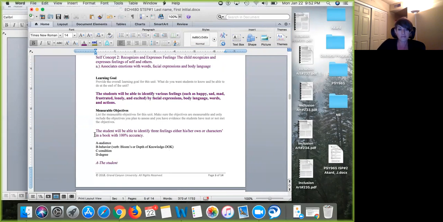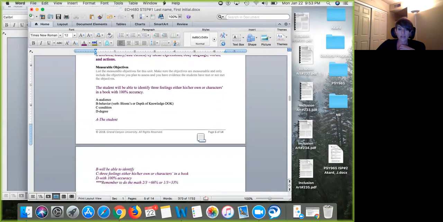So let's look at mine. The student will be able to identify 3 feelings, either his or her own, or characters in a book with 100% accuracy. So I know within that 5-day unit, I'm going to have those kids have at least 3 opportunities to go ahead and test them on a book, their own personal feelings. How are you feeling right now? If I make this face, what is that? What am I feeling right now? What do you think? And so that is going to be what I'm going to do.